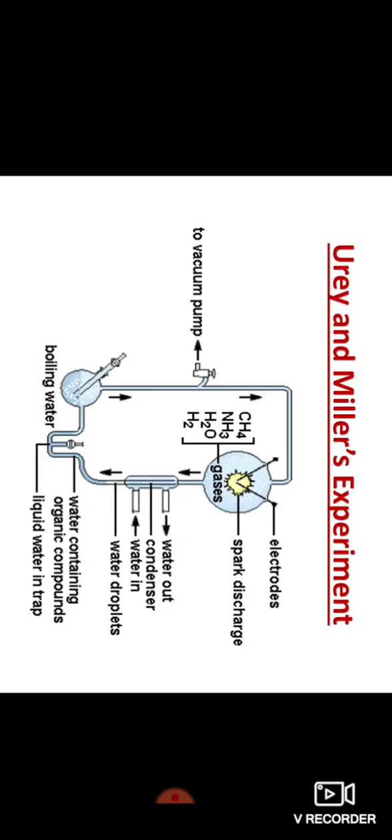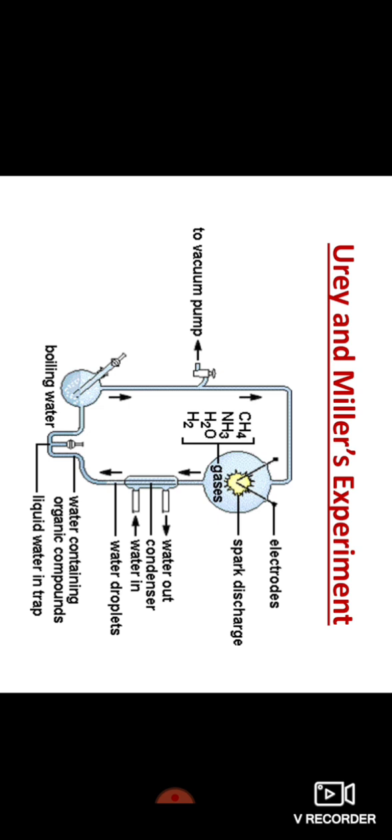Now let's discuss the Urey and Miller's experiment. Stanley L. Miller and his teacher Harold C. Urey provided the first experimental evidence in support of the chemical evolution theory of Oparin.